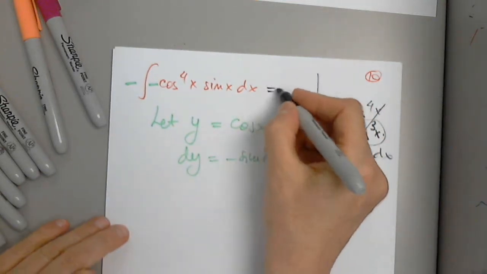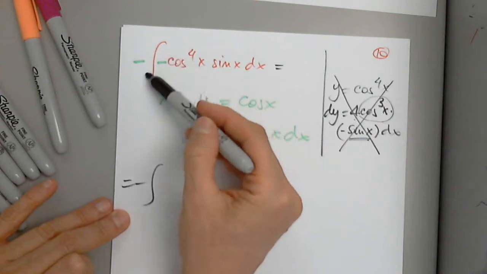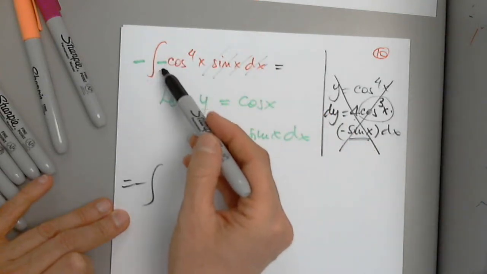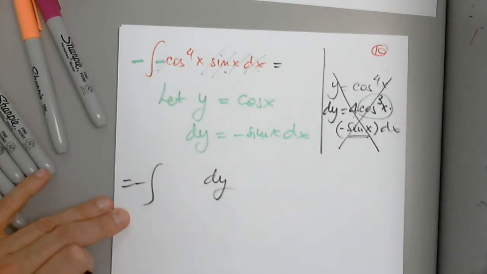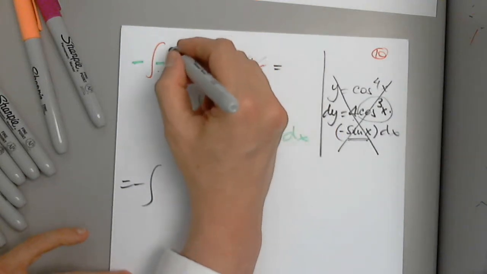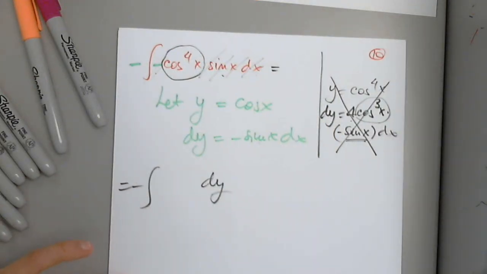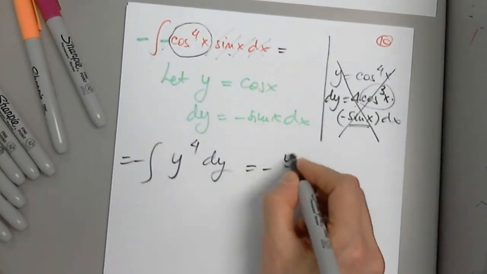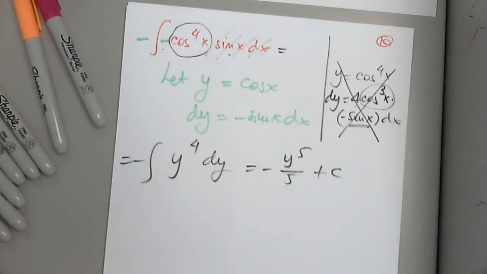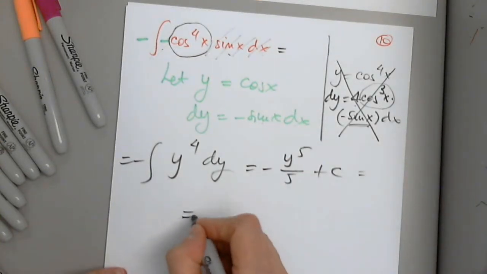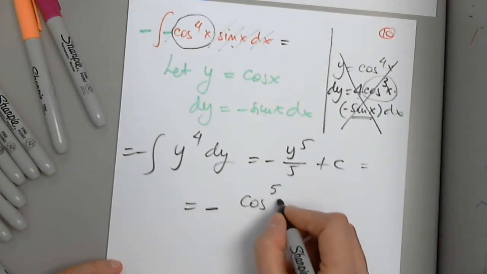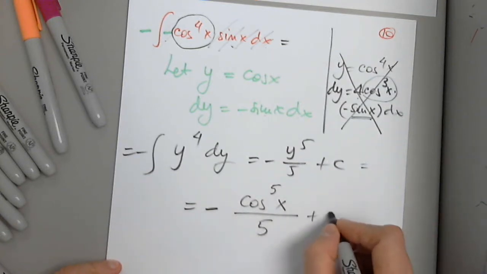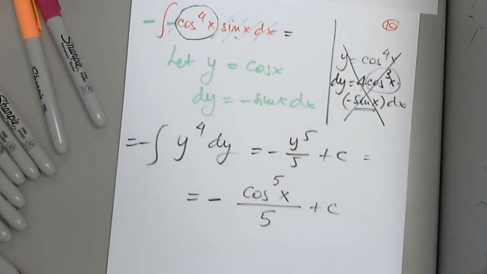Good. So then the integral becomes negative outside. This piece, this, and this. These three pieces make up the dy, and this piece is y to the fourth. So then the answer is negative y to the fifth over 5 plus a constant c. And because it's an indefinite integral, I must go back to the substitution. So it's negative cosine to the fifth x over 5 plus a constant c. We have to go back.